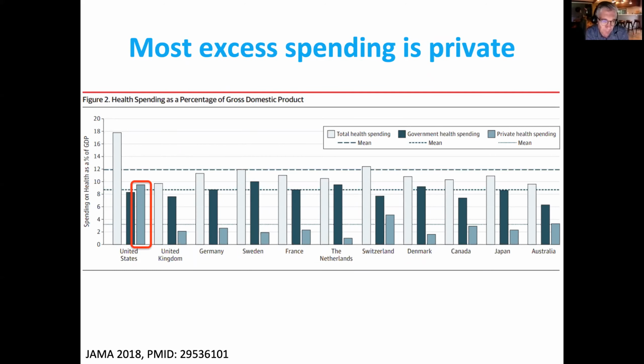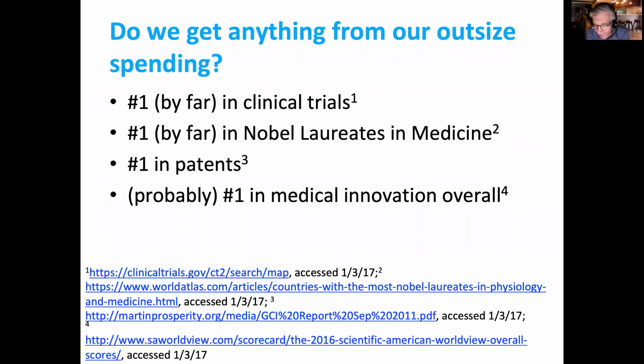All right, so do we get anything out of this? The fact that we spend so much more than anybody else, do we get any return on that investment? And some would say in some ways, yes. So in terms of clinical trials, the United States is by far #1 in the world. If you want to test a new drug, this is the place to do it. We're #1 by far in Nobel laureates in medicine. I think we at least double the United Kingdom, which is the #2 country in Nobel laureates in medicine. We're #1 by a pretty healthy margin in patents as it relates to medical devices and drugs and whatnot.